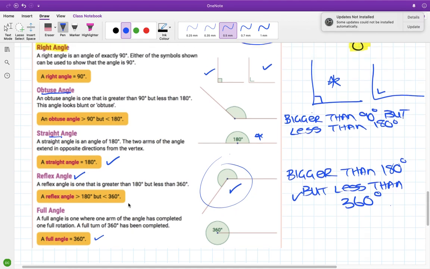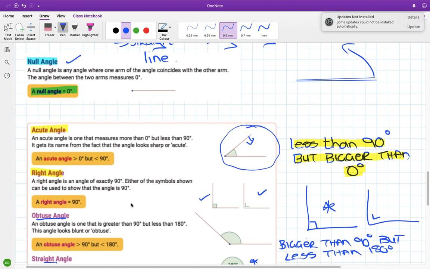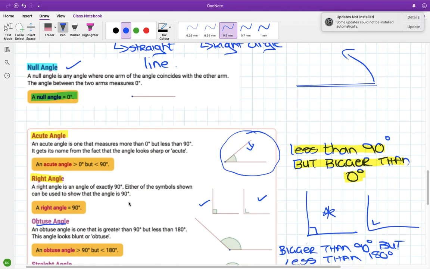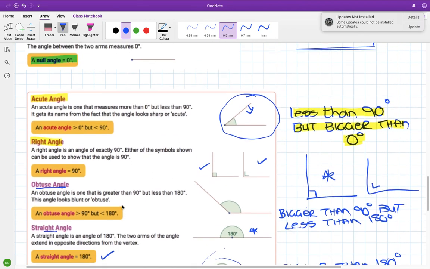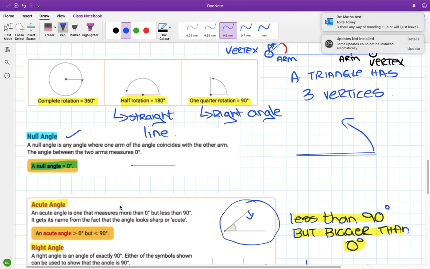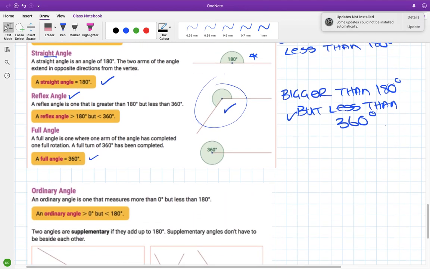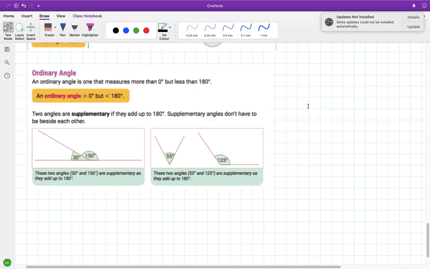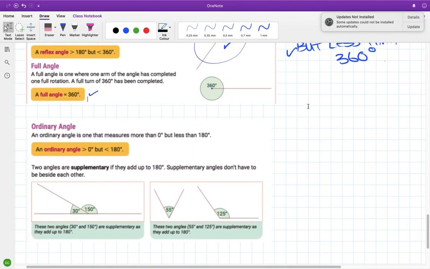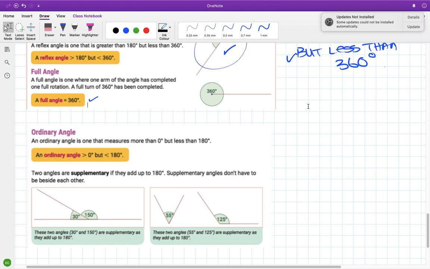So those ones, a lot of people might have heard of. This is just from my experience, and maybe you haven't, but those acute, right, obtuse, a lot of the time first years know those. So if you do, great. If you don't, obviously you now need to know them. These ones down here are definitely not mentioned in primary school. So an ordinary angle.